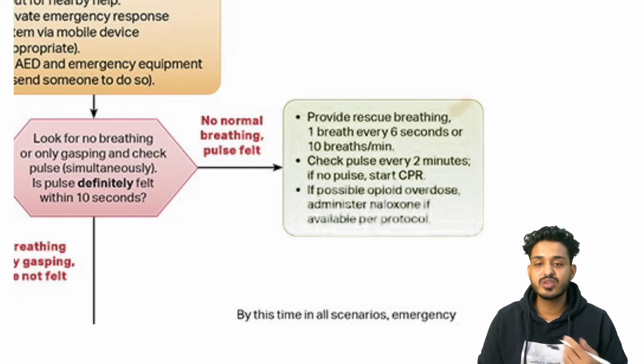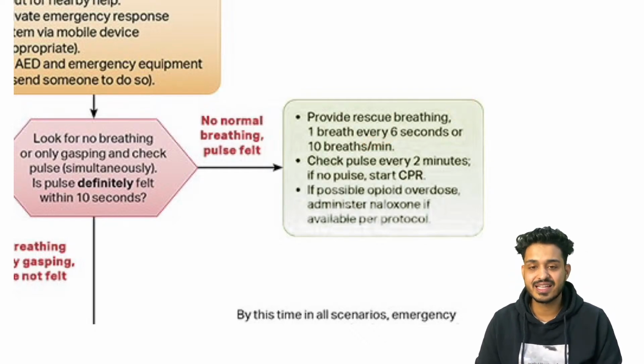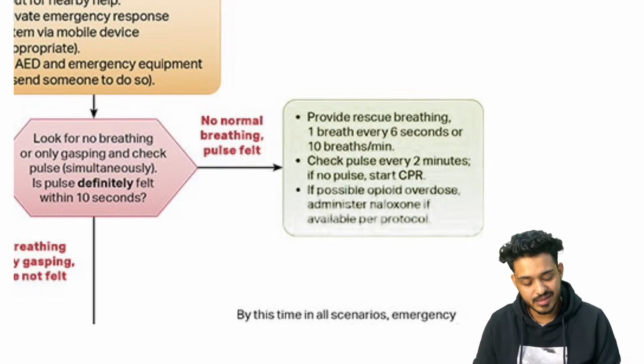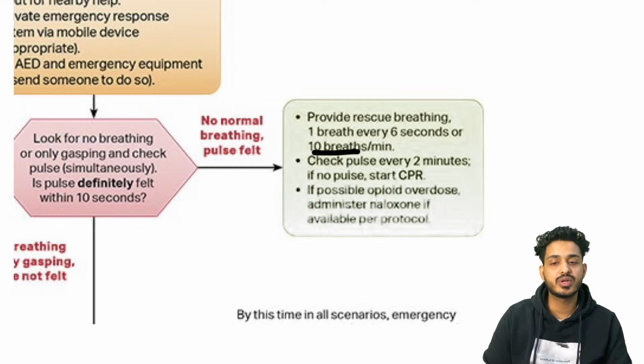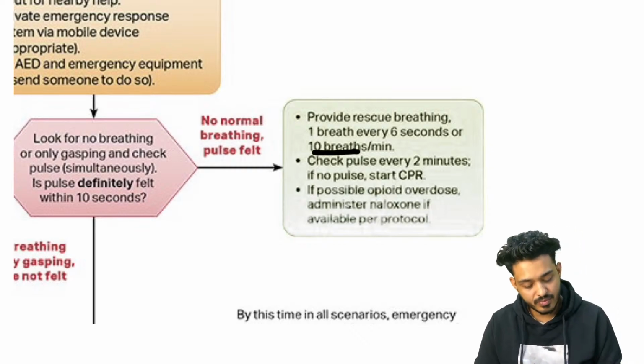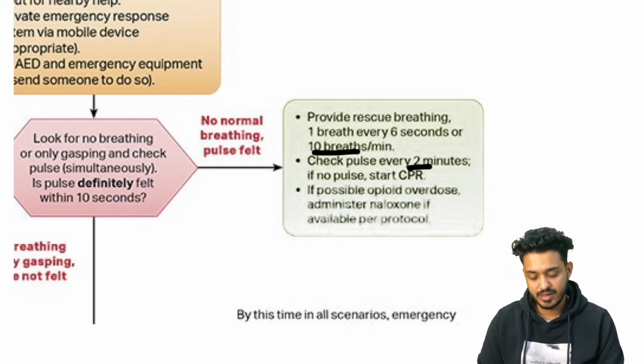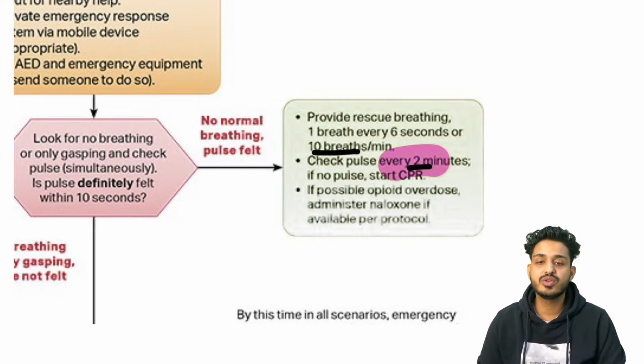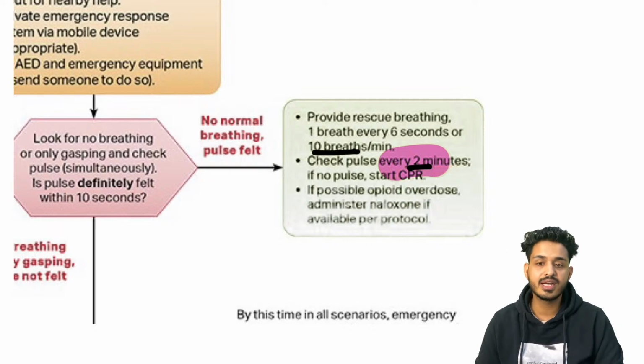So provide rescue breathing. 1 breath every 6 seconds. मतलब 1 मिनट में कितनी breath देनी है? That is going to be 10 breaths. यानी every 6 seconds we need to give 1 breath to him, right? Then we need to check for the pulse every 2 minutes. हर 2 मिनट में पल्स के बारे में चेक करना है, if pulse is present or not, right? अगर पल्स एबसेंट है तब क्या करना है, right?